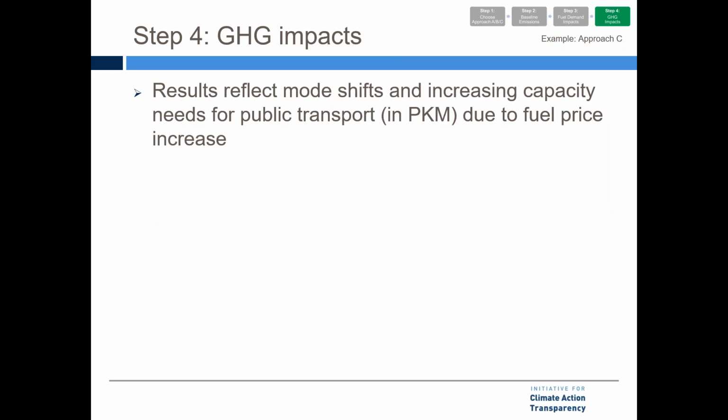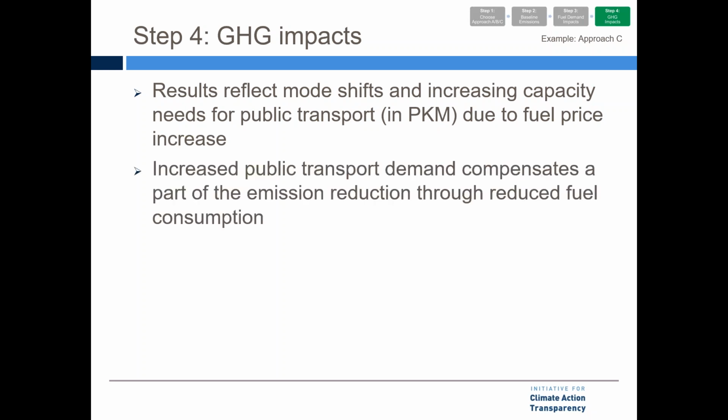Now, for the greenhouse gas impacts, it's important to see that approach C is somehow different to approach A because you can read more and you can interpret more with approach C than you can with approach A. So for instance, in approach C, you can see how mode shifts may require an increase in capacity need for public transport. Because the fuel price increases, you will need more connections, more bus connections, for instance, because people switch to the bus. And you can see this with the assessment.